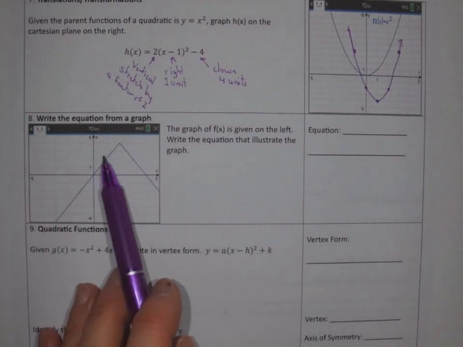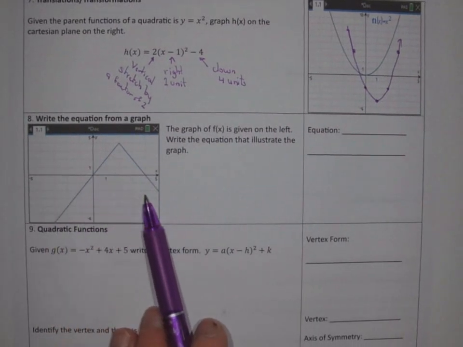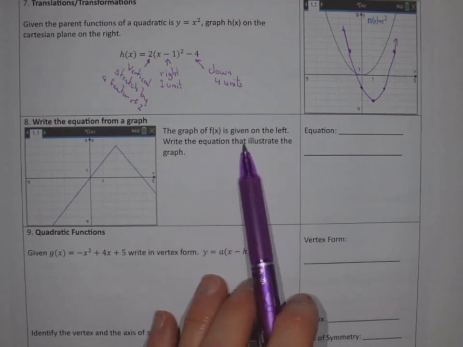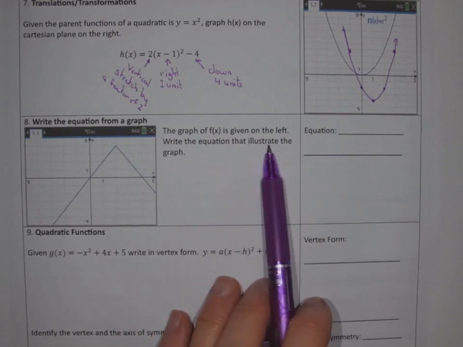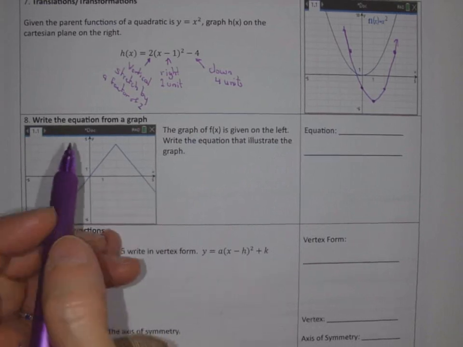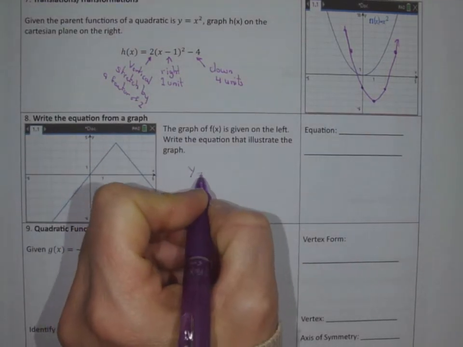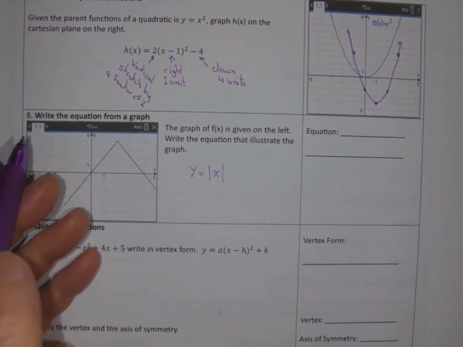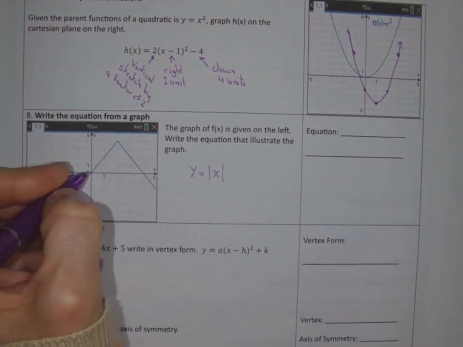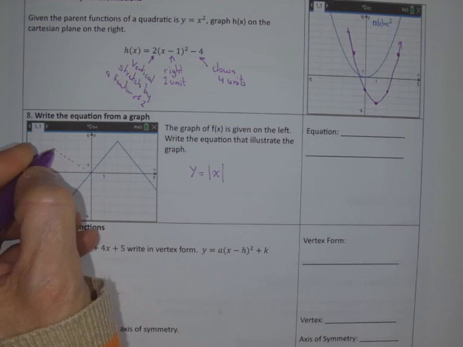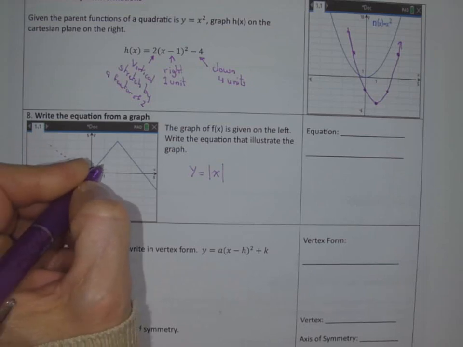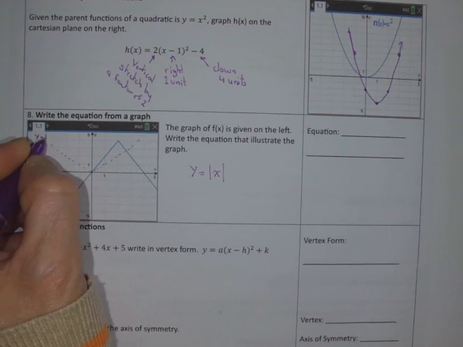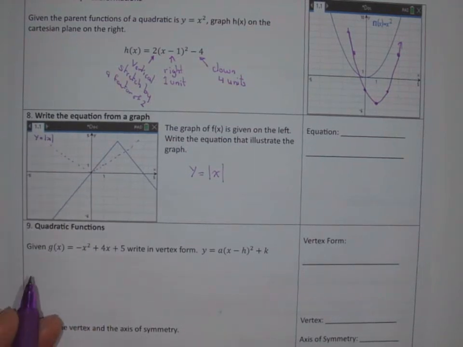Number 8. This is an absolute value graph. So the graph of f of x is given on the left. We need to write the equation that illustrates the graph. So I know this is going to be an absolute value, and the parent function of an absolute value looks like that. Technically, the parent function would be right there. Right, that would be the parent function, absolute value of x.